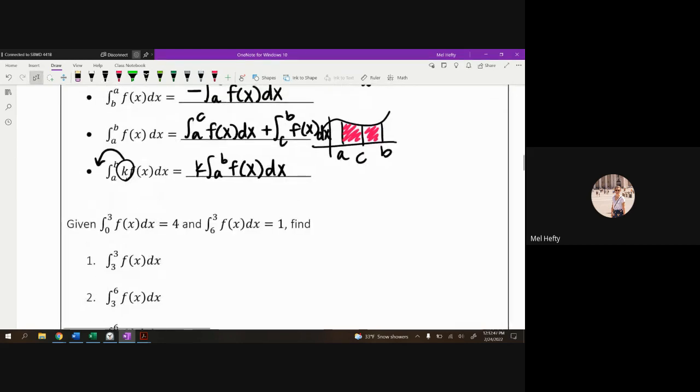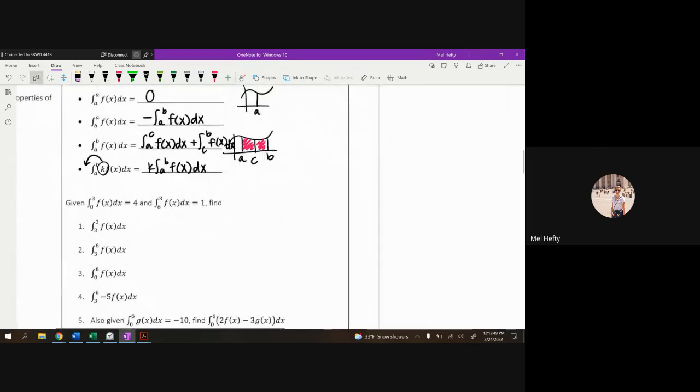On our own, I would like you to try to take the 4 properties we just talked about. This is very AP in style. I've given you 2 pieces of information: this integral equals 4, this integral equals 1. I want you to try to use those 4 properties to answer 1, 2, 3, 4, and if you're feeling spicy, number 5. Number 5, I believe I stole from a test.